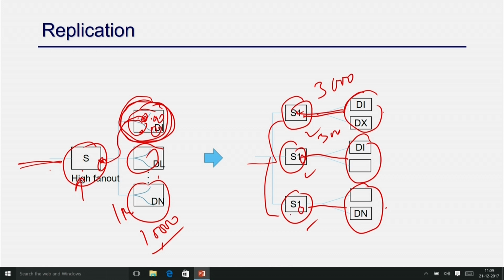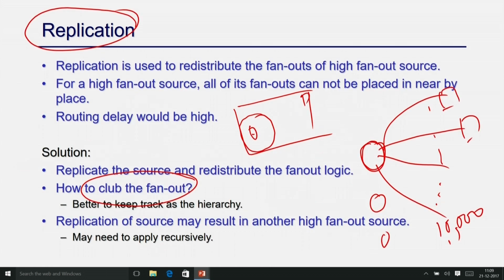Again, in this same hierarchy, if different components are connected to different sources, they cannot be placed near to all sources, right. So, then some of the paths will be long. So, the idea is that when you are splitting these fan outs, you should keep track of the hierarchy, so that all the fan outs in the same hierarchy you place into the same source. So that your placement tool does not find difficulty placing them in nearby places, and as a result your routing delay will be improved, right.